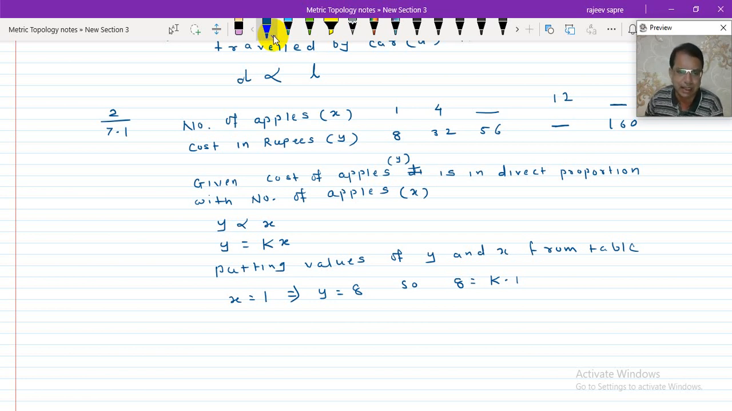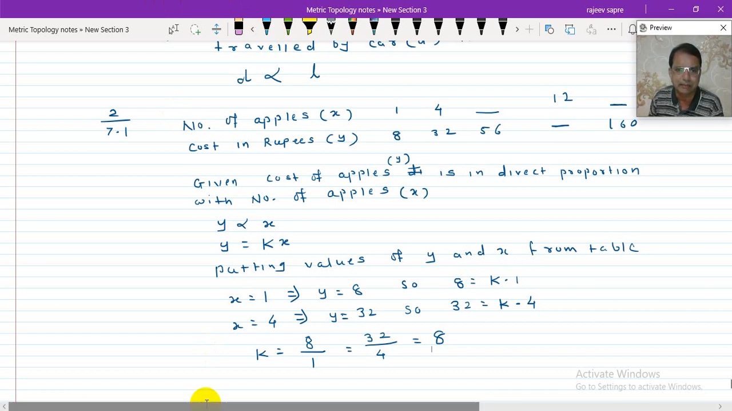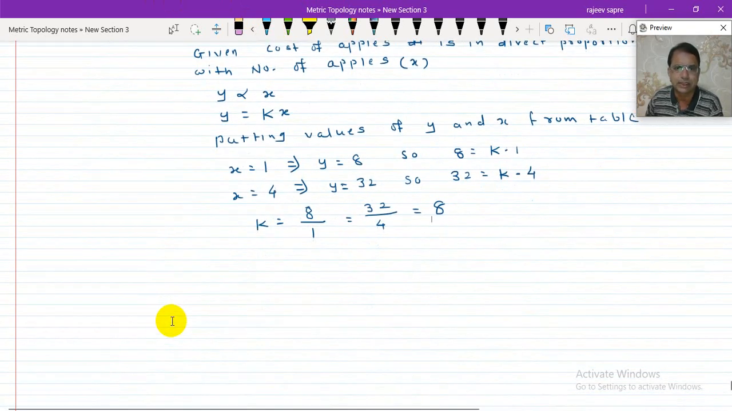तसंच दुसरं जे दिलेलं आहे डेटा त्याच्यामध्ये असं दिलेलं आहे तुम्हाला x is equal to 4 implies y is equal to 32, right? So what you can write here, so 32 is equal to k into 4, right? म्हणजे आता ह्या दोन्ही गोष्टींमधून तुम्हाला असं कळतं की k is equal to 8/1, तसंच 32/4. So what is 32/4 or 8/1? It is 8. So k is 8. Now once k is 8, you can put that k there in the equation. So what was the equation? y is equal to kx. Suppose this is our first equation.